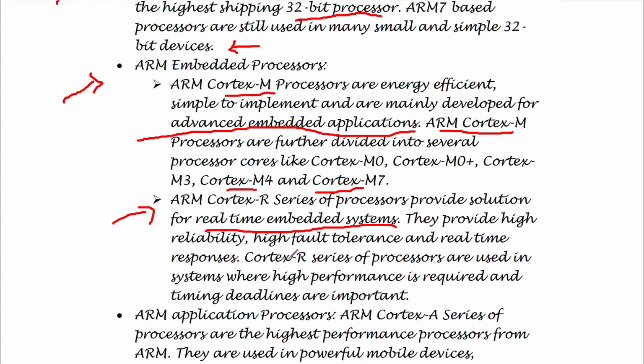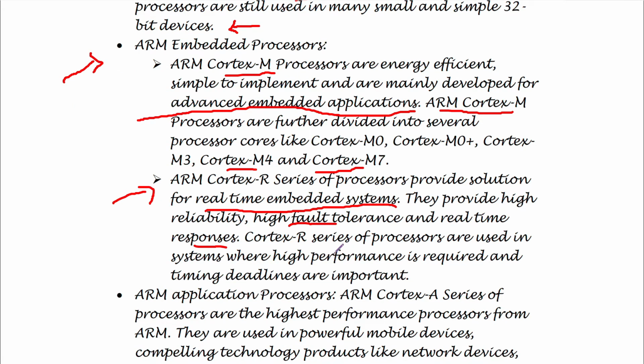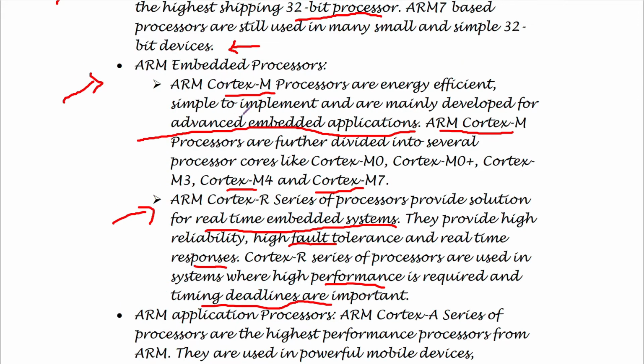These provide high reliability, high fault tolerance, and real-time responses, which is very important in case of real-time embedded systems. Because when we are implementing real-time embedded systems, there is no fault tolerance at all. You cannot expect any fault to occur, and the response of the system towards any kind of input, any kind of situation should be instantaneous. It cannot wait, it cannot hang, it cannot delay to provide the response. So Cortex R series processors are used in systems where high performance is required and timing deadlines are extremely crucial. So again, time constraint is very important here. So in those cases, Cortex R series is used. Otherwise, for general embedded systems, Cortex M series can be used.